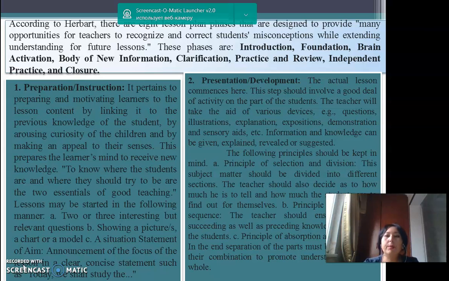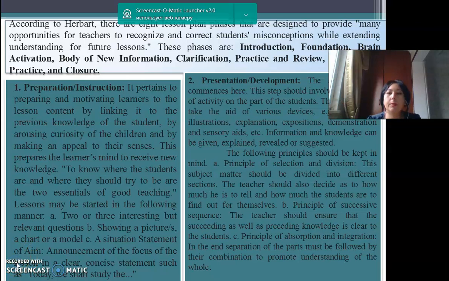The following principles should be kept in mind. The first principle, selection and division. The subject matter should be divided into different sections. The teacher should also decide how much he is to tell and how much the students are to find out for themselves.